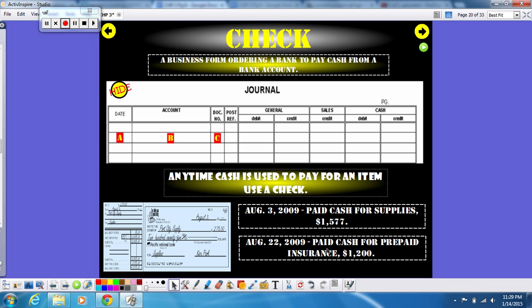Now, I think I forgot. You're supposed to write these two down. We did this one as an example. Now it's your job to do the second one here, the August 22nd. You should do it in your journal as well. If you need help with it, check your packet, or you could ask me, but look in your packet first, see if you can figure it out.